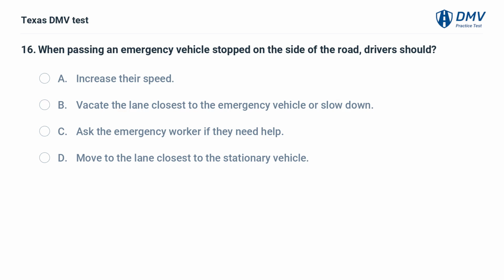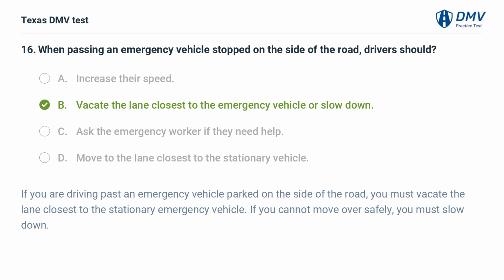When passing an emergency vehicle stopped on the side of the road, drivers should A. Increase their speed. B. Vacate the lane closest to the emergency vehicle or slow down. C. Ask the emergency worker if they need help. D. Move to the lane closest to the stationary vehicle.